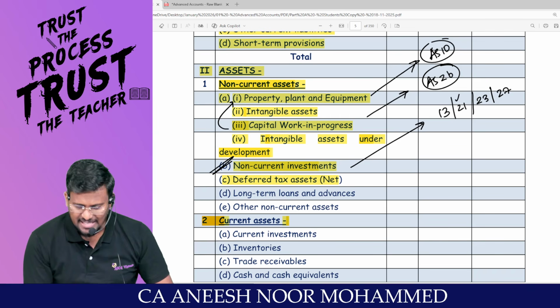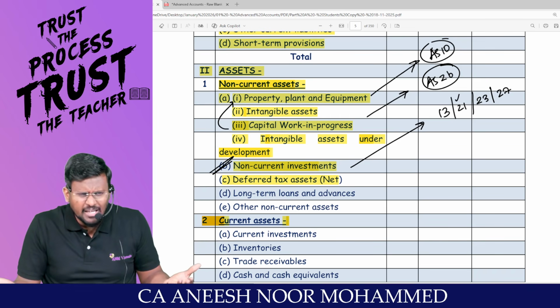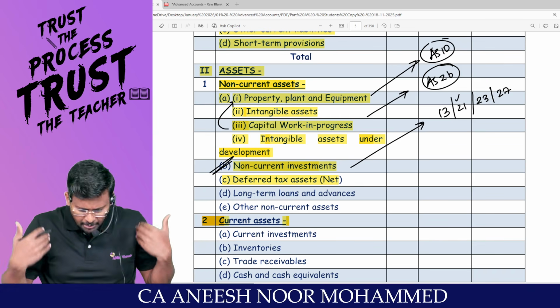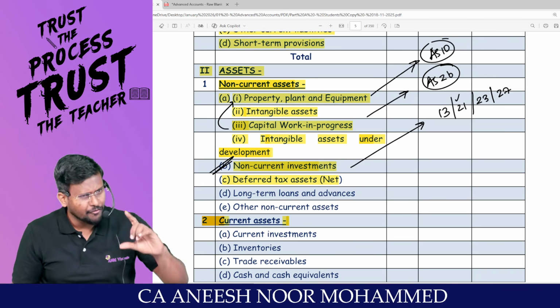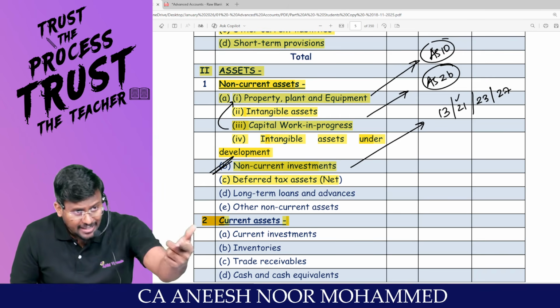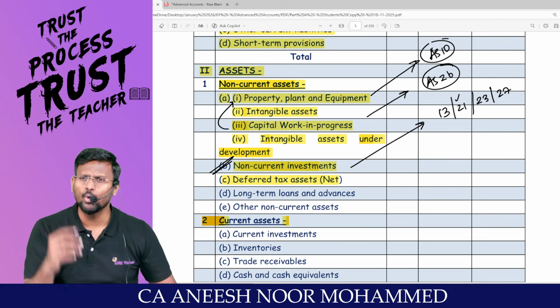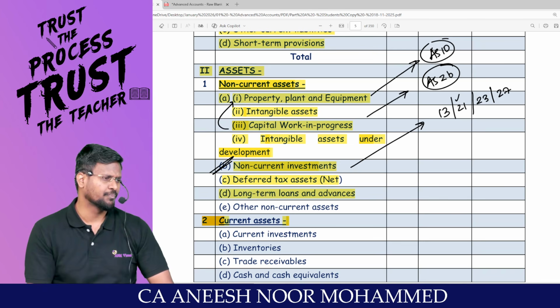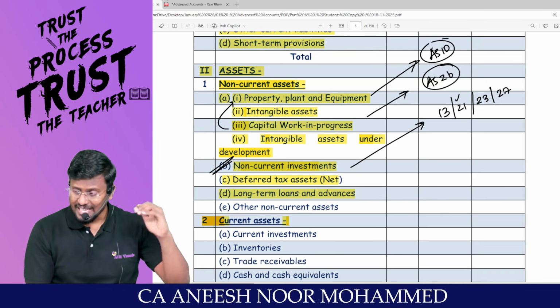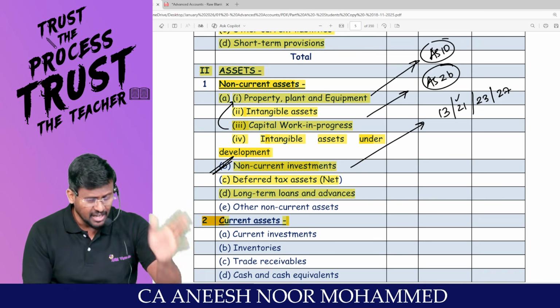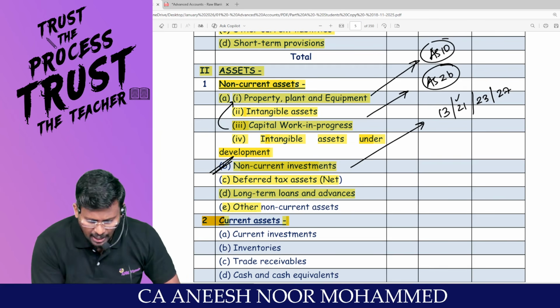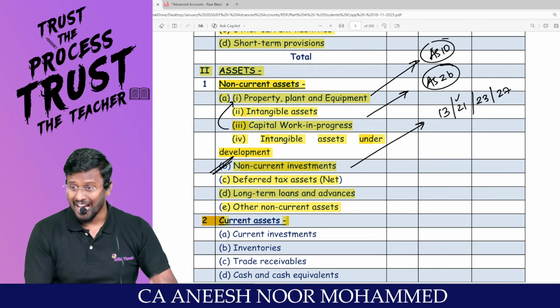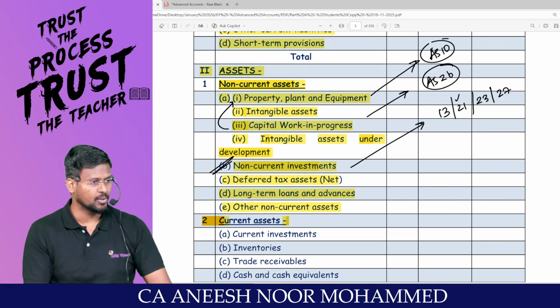Sometimes, my dear lovable students, me being a company, instead of investing as share capital in your company, I may give loans or advances to you. That's what long-term loans and advances. I try to classify to my level best. Still, if any long-term items are pending, they go to other non-current asset. Are you really with me?